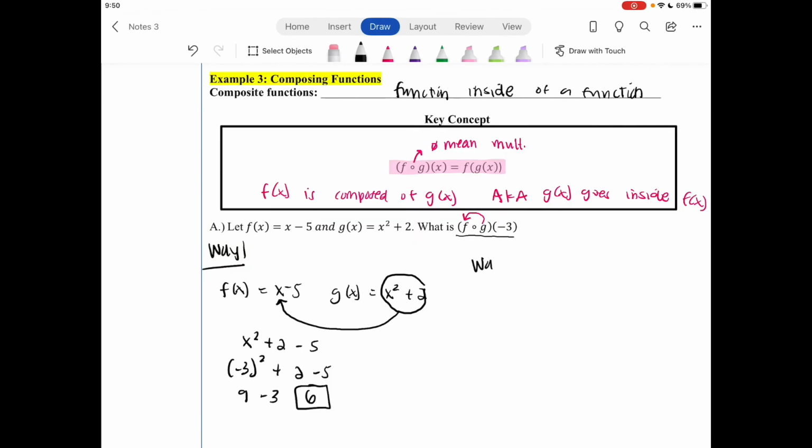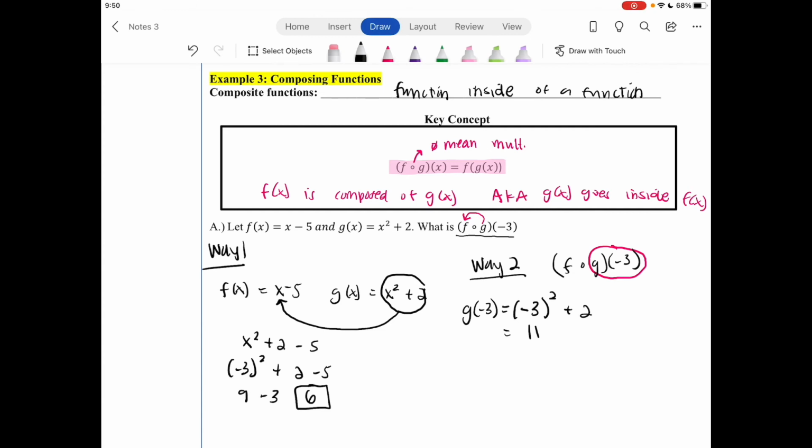Now, the second way to approach this problem would be to look at the notation to start off with, which was f of g of negative 3. And we could start by doing this inside portion. What is g of negative 3? Meaning we're going to take the function of g, which is x squared plus 2, but we're replacing the x with negative 3. Put that negative 3 in parentheses because the entire thing's being squared, and we're going to add 2. And again, that is telling us what g of negative 3 is, which is going to be 9 plus 2, which is 11.